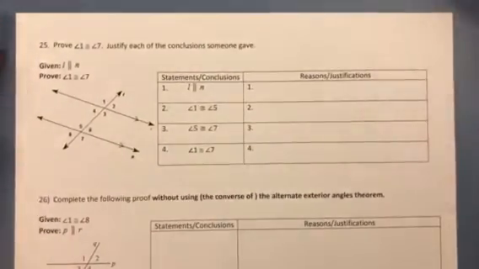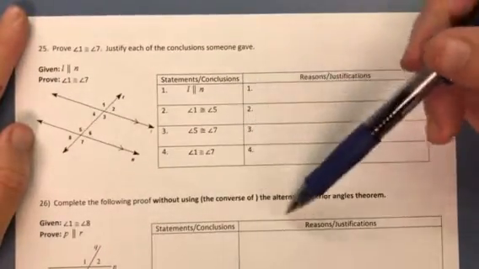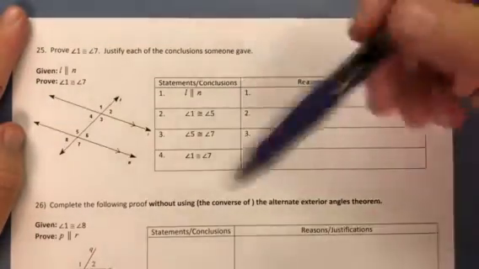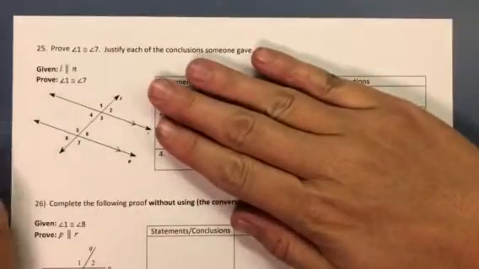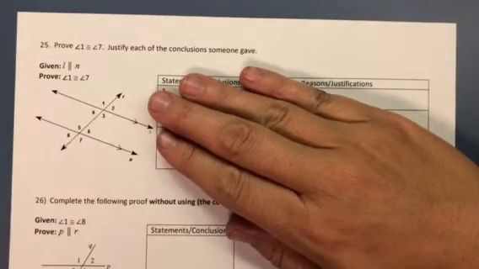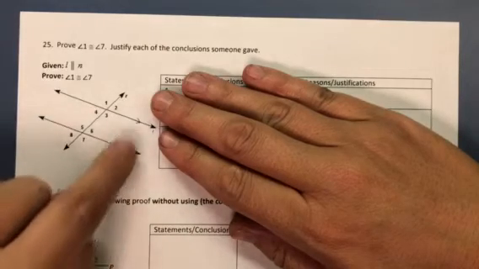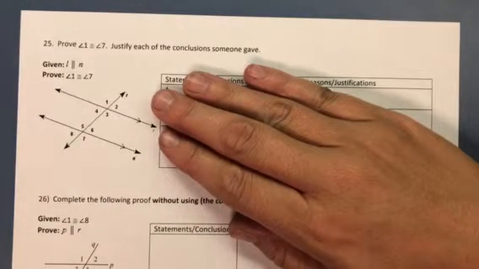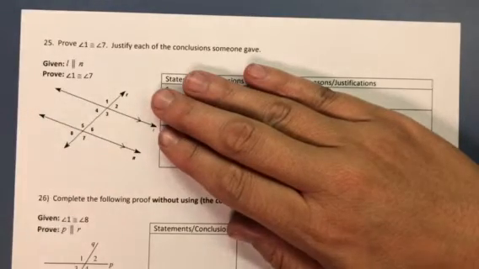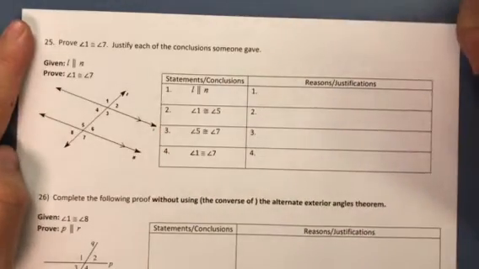All right, number 25, just to kind of get you started, I wrote in some statements and I want you to just think about what makes them true. So let's look over here first. Let's not even look at this stuff yet. We're asked to prove that angle 1 is congruent to angle 7. And we're told that these 2 lines are parallel, and we can see that's marked in our diagram. So we know that angles 1 and 7 are alternate exterior angles. So honestly, this could be a 2-line proof, but that's not what we have here.